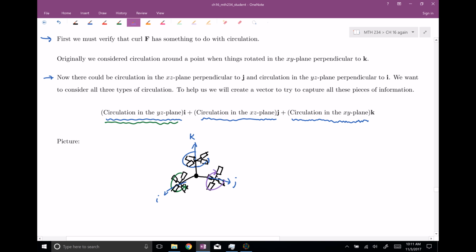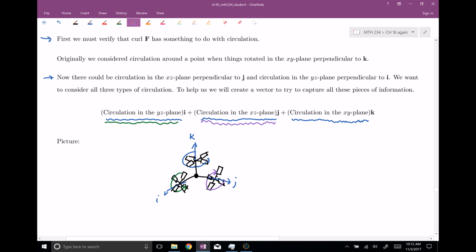Maybe there's no circulation in the xz plane. Maybe it's spinning in the positive, the counterclockwise direction, or the clockwise direction, right? So again, this pinwheel right here is telling us about circulation in the xz plane. Here's our x direction, here's our z direction, so it's perpendicular to xz.